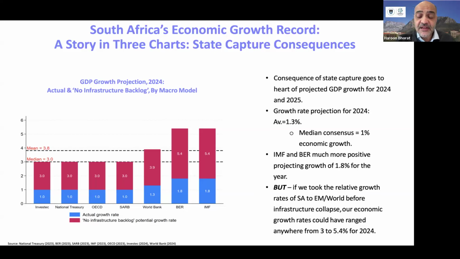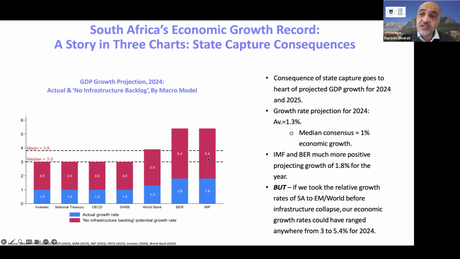And so if you ask the question, well, if South Africa had grown at a rate similar to the 2021 figures, what would our growth rate look like? And that's the red bar. So the red bar reflects, let's take those same models, and I just apply a ratio and I say, well, according, for example, to the IMF model, instead of growing at 1.8%, if we had 2021 differentials to EMs, we'd be growing at 5.4%.